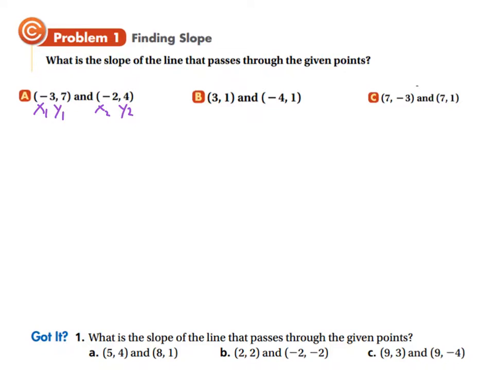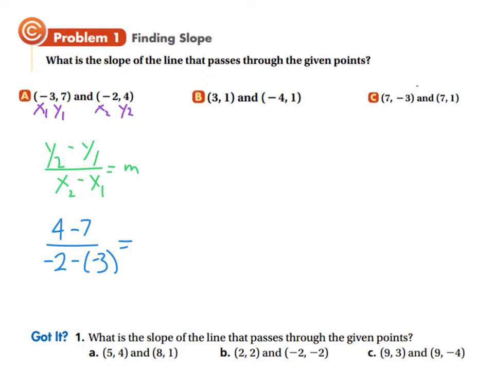In this case, my y sub 2, so remember it's y sub 2 minus y sub 1 over x sub 2 minus x sub 1. That equals the slope, and usually we use the m to represent slope. So in this case it would be 4 minus 7 over negative 2 minus a negative 3. You do have to be very careful again when we have negatives and subtraction combined. Make sure you're calculating that correctly.